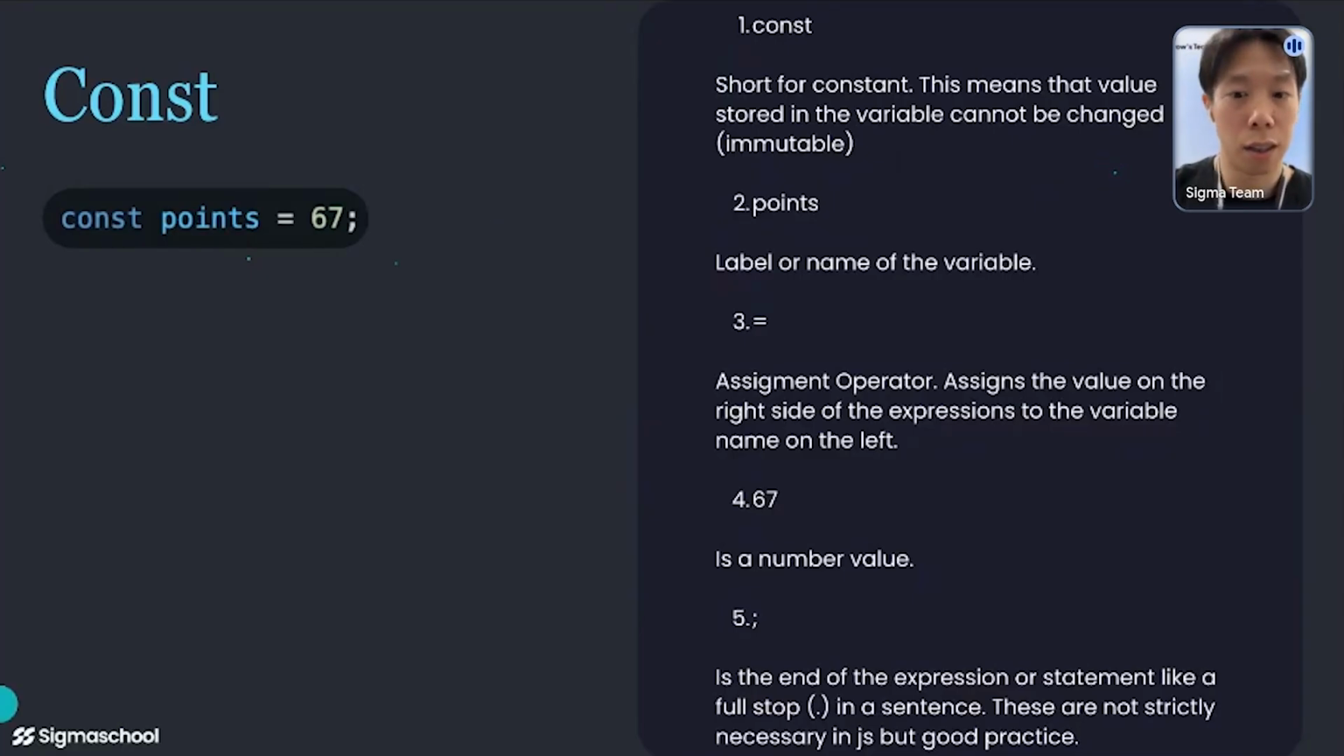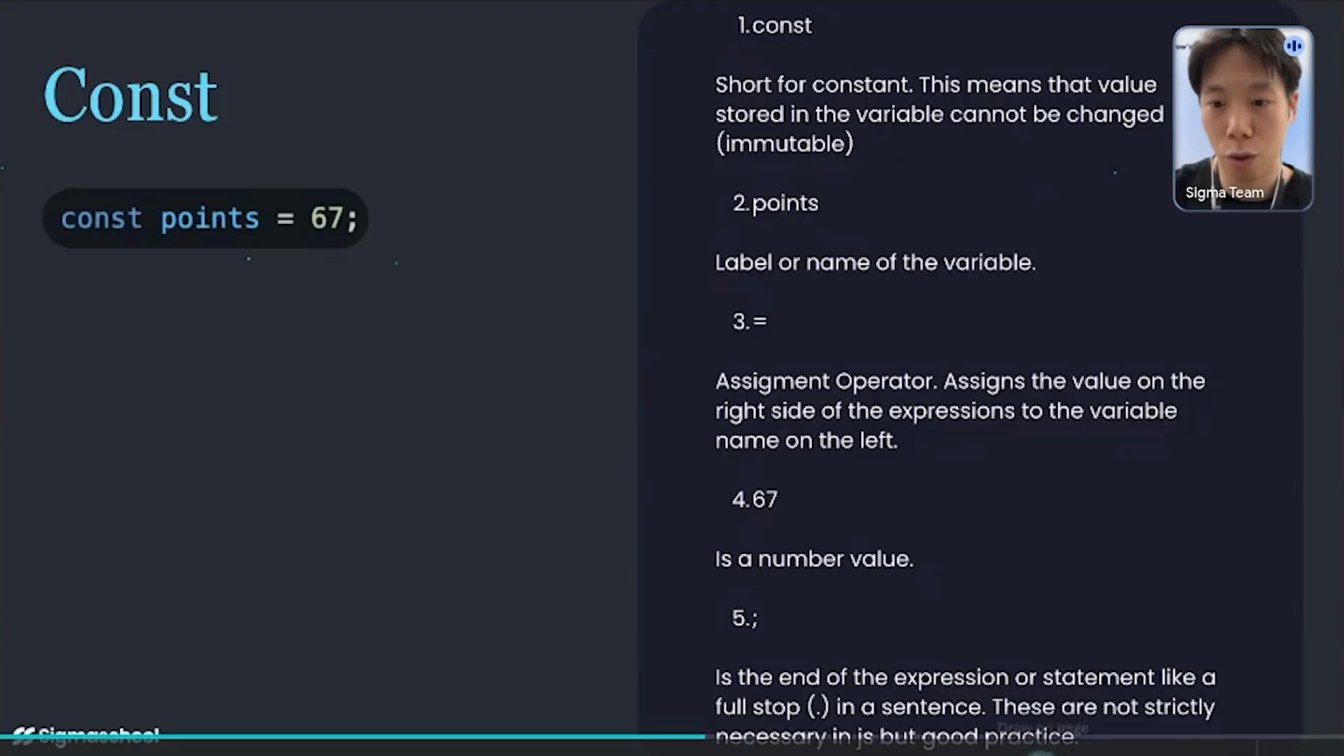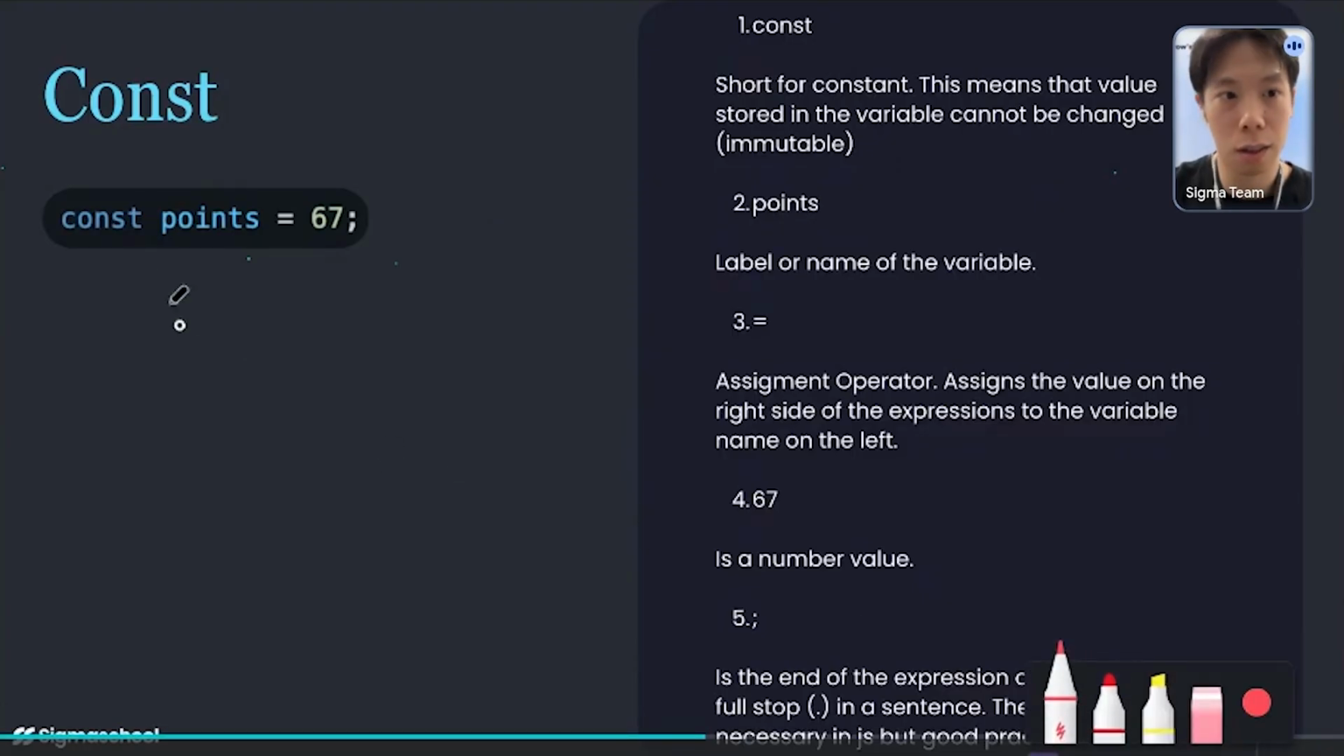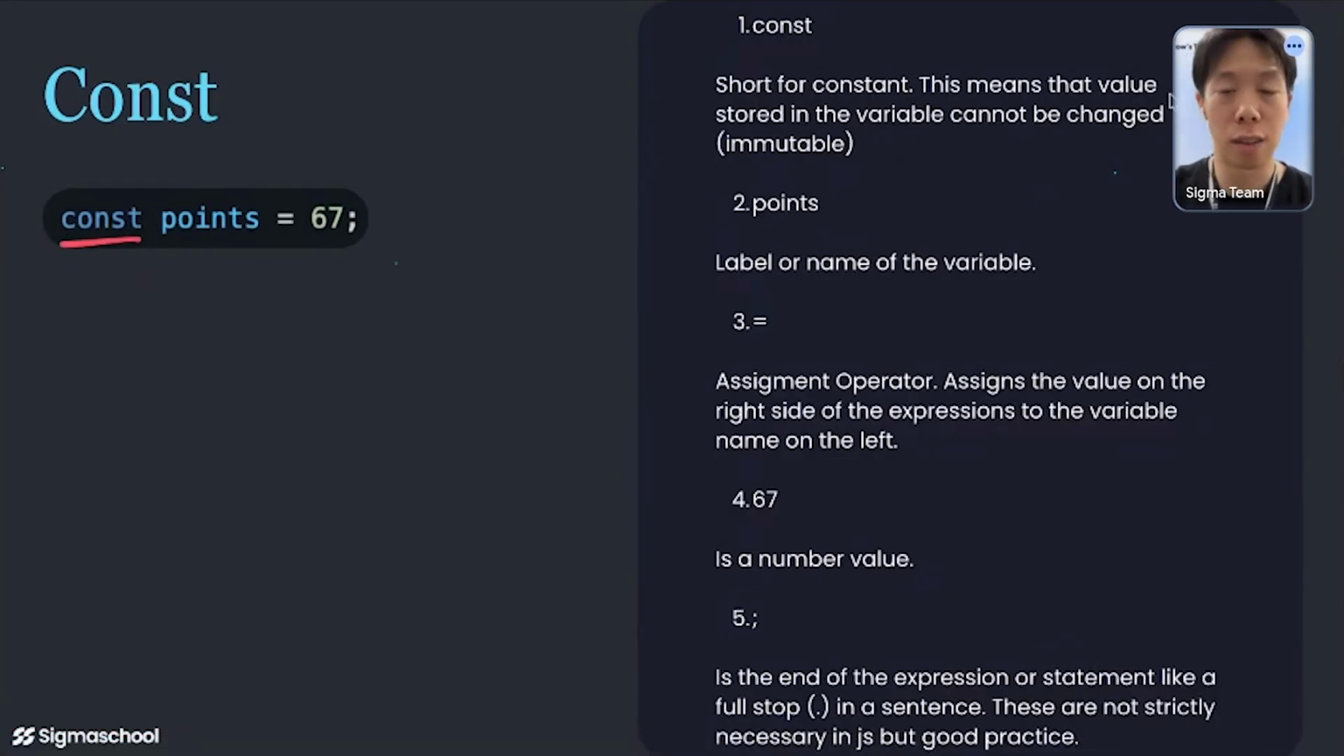So const, let me draw so you guys can see. Okay, let's start with const. Const is basically short for constant. Constant means it's a value that cannot be changed. So whenever you declare the points variable, you can't change the number 67 in it. When you call this line, it means you're forcing the value 67 to the variable points, and it's unchangeable. That's what this keyword const means.